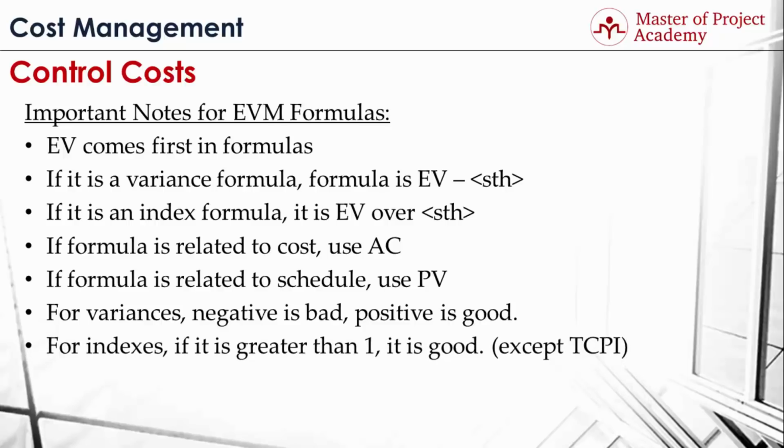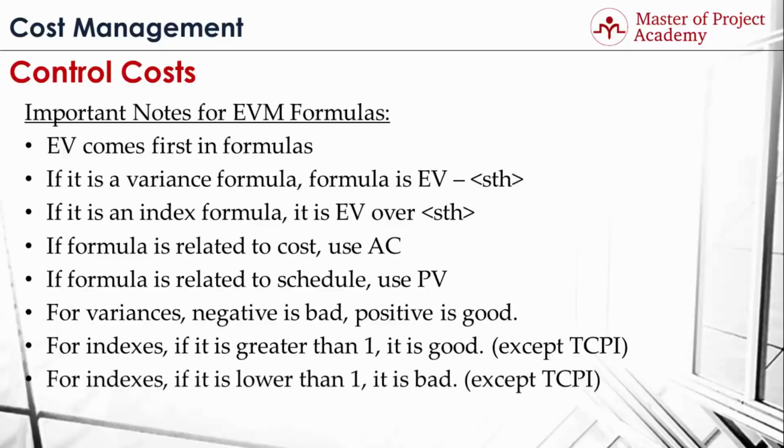If you are interpreting an index formula result, if it is greater than 1, it is an indication of good performance. This is valid except TCPI. For TCPI, results less than 1 are an indication of good performance.